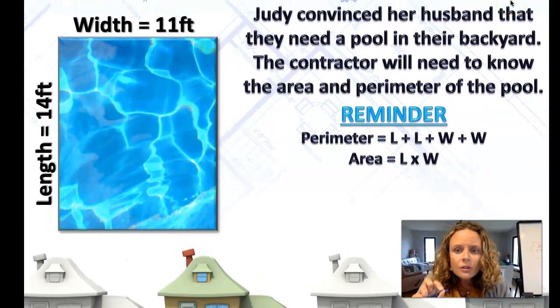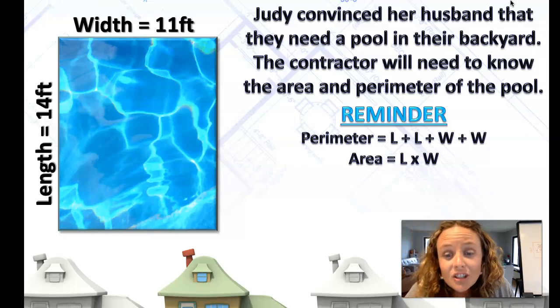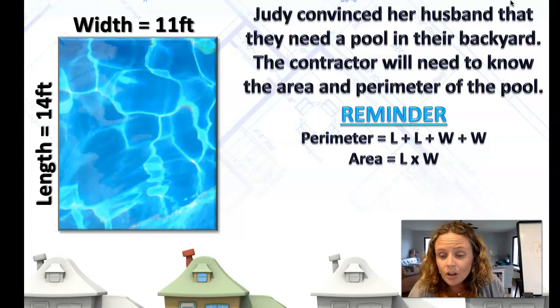Okay. Judy convinced her husband that they need a pool in their backyard. Mr. Camp, can we get a pool in our backyard? He said no, but I'll convince him later, hopefully. The contractor will need to know the area and perimeter of the pool. Pause the video. Do this work.